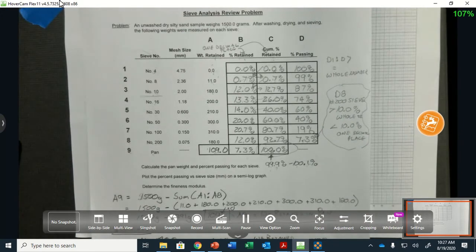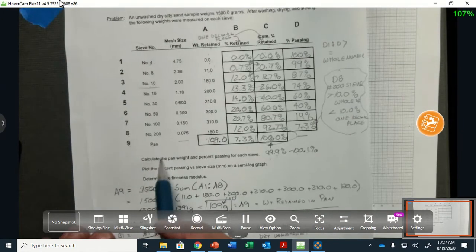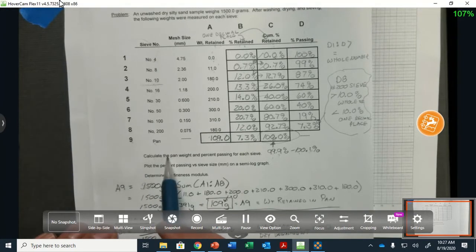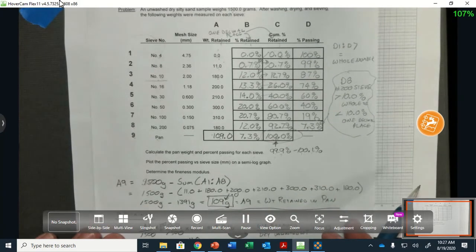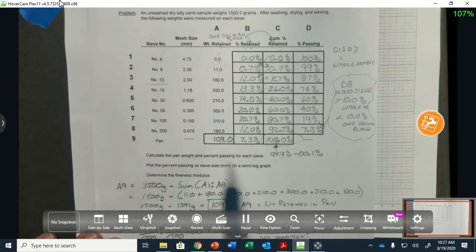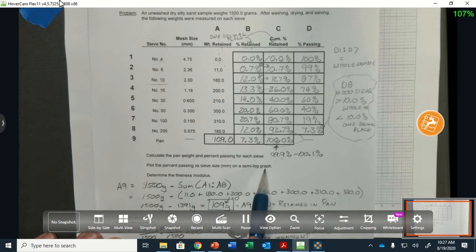So we just did this first example. Calculate the pan weight and percent passing for each sieve. That's what we just did. This is what your data will look like. Next, we're going to plot the percent passing versus sieve size on a semi-log graph.